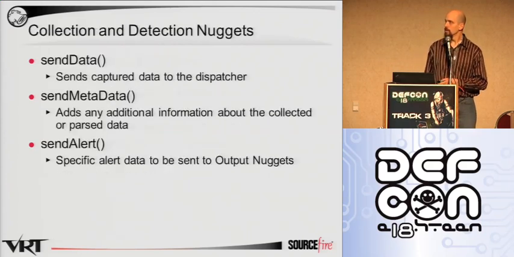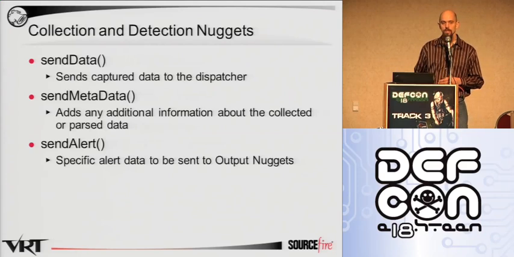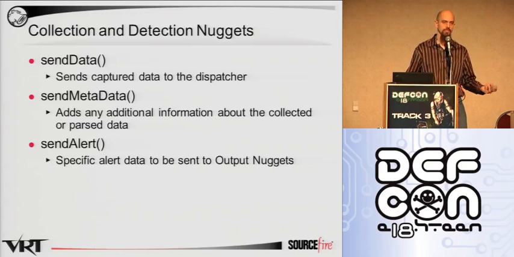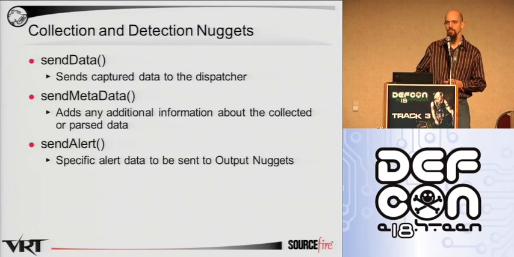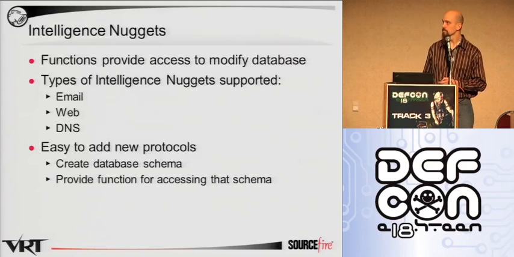Okay, so collection and detection nuggets. As I mentioned before in the demo, we have the SMTP parser nugget, which is a detection nugget, but one of the key things it does is actually get data in, split it out into little pieces and send it back, as all detection nuggets can do. So that's the same idea of what a collection nugget would do. They both share send data and send metadata for providing data back to the system and the dispatcher. Detection nuggets, of course, also have send alert, which, as you would expect, sends an alert that is then handled by the dispatcher and sent to the output nuggets.